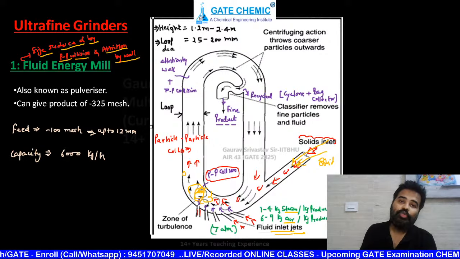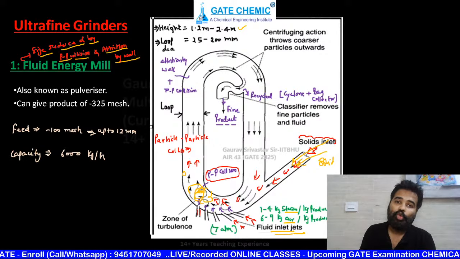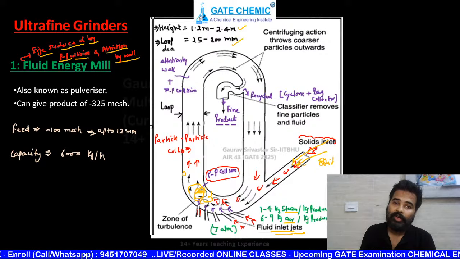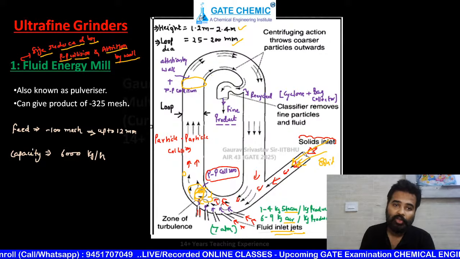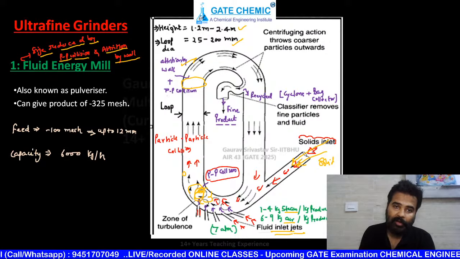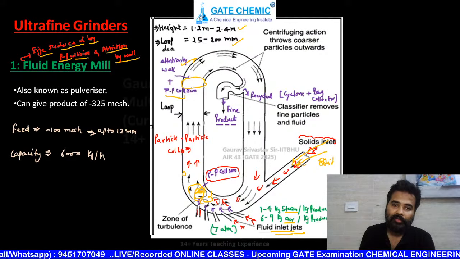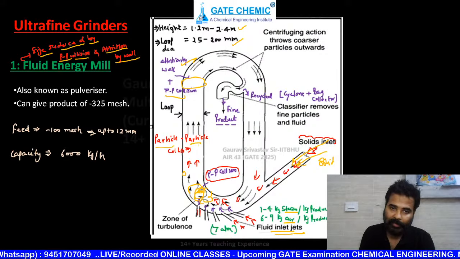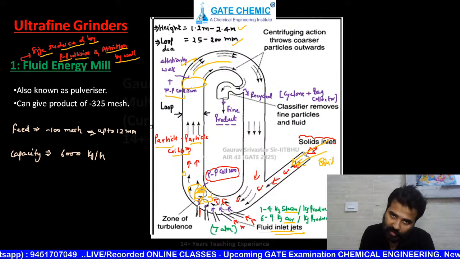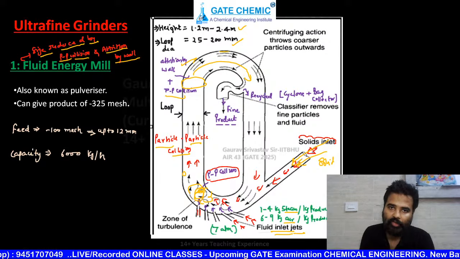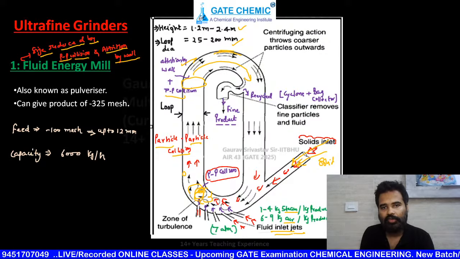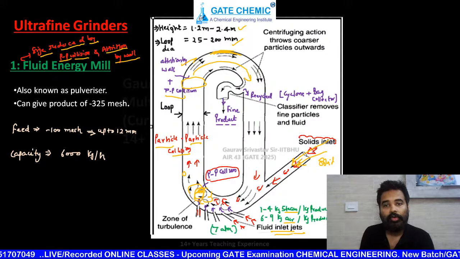Height is 1.2 to 2.4 meter, not important. Loop dia 25 to 200 mm. This dia is also not important. Attrition by wall and particle collision occurs. At the start only particle collision occurs, but when you are changing its direction, now it goes towards the wall, so here attrition also plays a role.